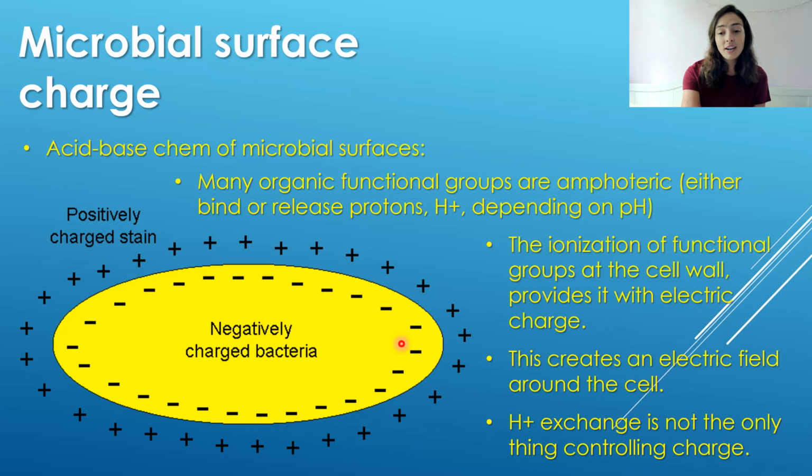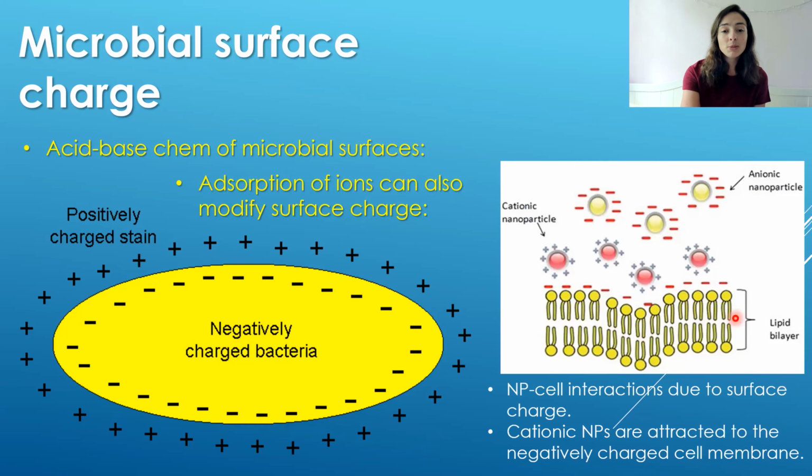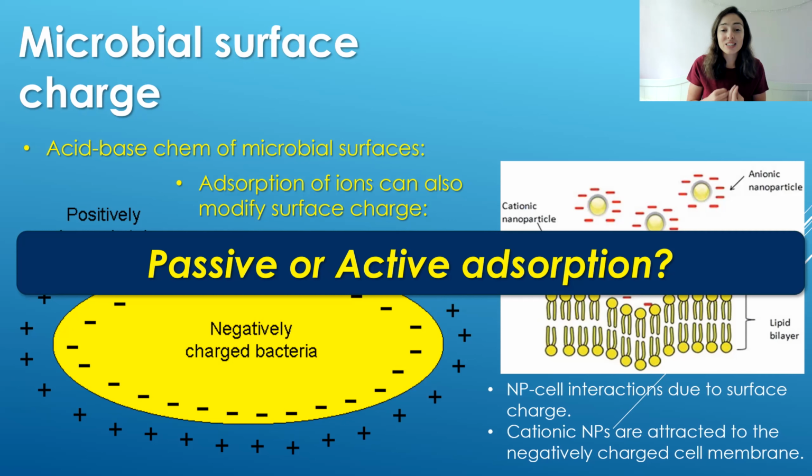Now, the hydrogen ion exchange is not the only thing that can control its charge. Adsorption of ions can then modify the surface charge. So the whole reason that the ions are adsorbing to the cell surface is because of the initial charge due to hydrogen ion exchange. However, if there are ions around, especially metal or nanoparticle cations, as shown in this figure to the right, we see that the positive cationic charge of these particles is causing them to be attracted to the cell's surface. So what about passive versus active adsorption?